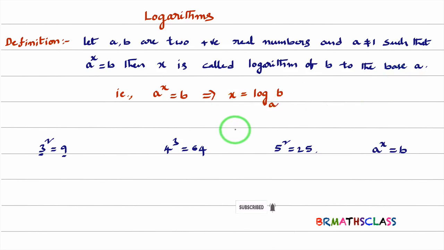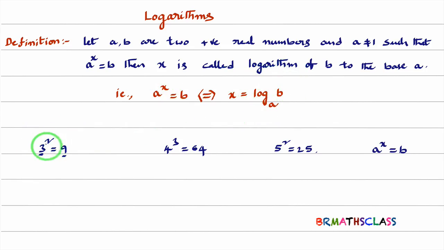Here a very important point is that it is an if and only if condition. Whenever you see a power x equal to b, you can write x equal to log b base a. At the same time, whenever you see x equal to log b base a, it can be written as a power x equal to b. So if you find 3 square equal to 9, as per the definition of logarithm, what can you write?